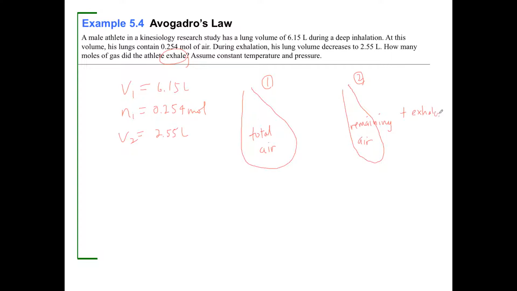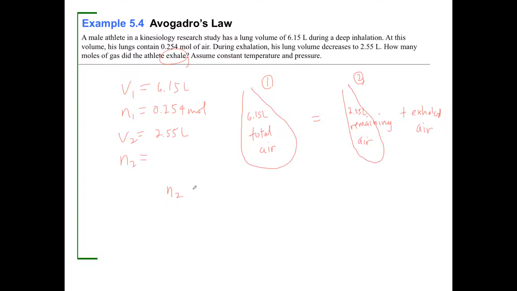So the remaining air plus his exhaled air, right? So we're going to calculate, first of all, the remaining air and then subtract it from the initial, because we know that that plus that equals that, right? So we're first of all going to calculate N2, which is how much is remaining. This is 6.15 liters. This is 2.55 liters. His lung volume decreases to 2.55, sure enough. So we're going to figure out first how much is left, and then we'll go from there.